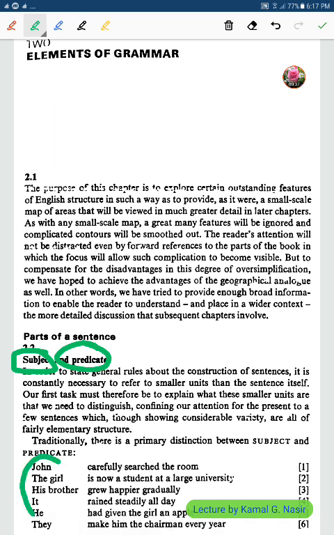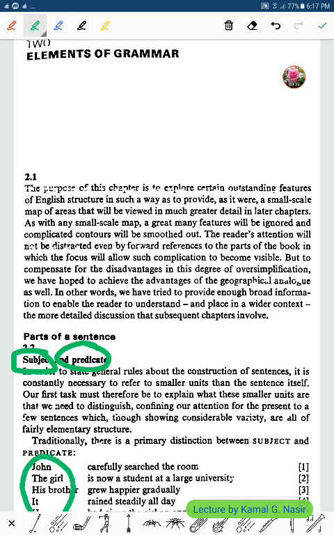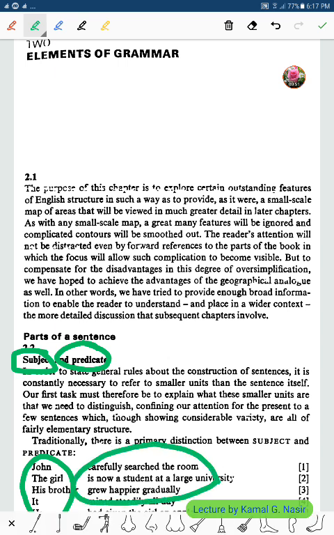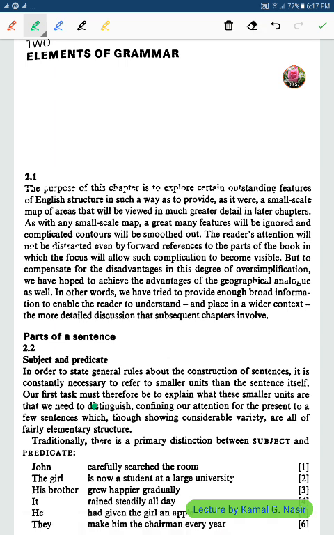The subject is the doer. In all these examples, the first element is what? The subject. And the part which includes the verb is what? Is the predicate. Good. Then, John carefully searched the room. Where is the subject? The subject is John. And carefully searched the room is what?